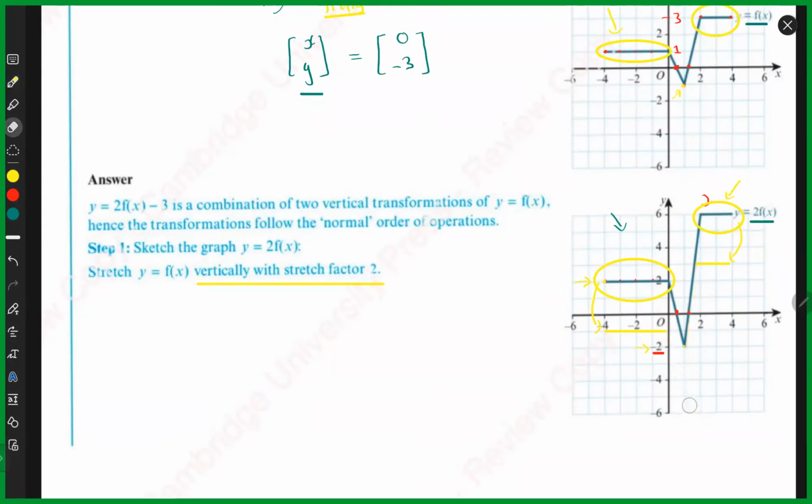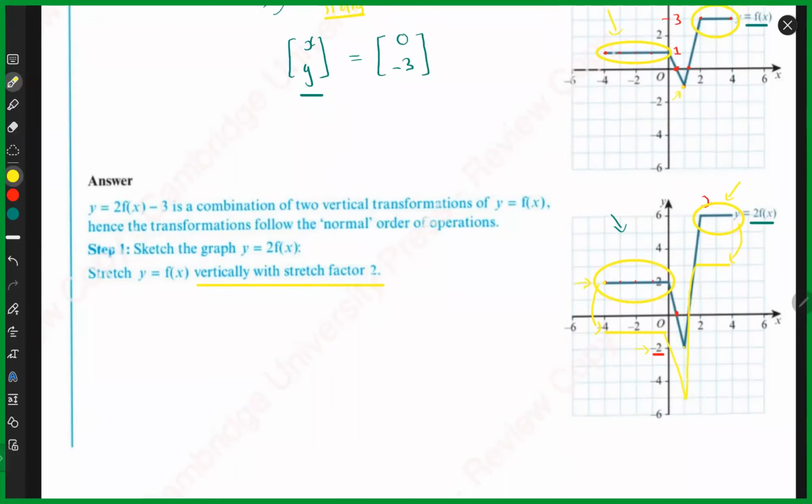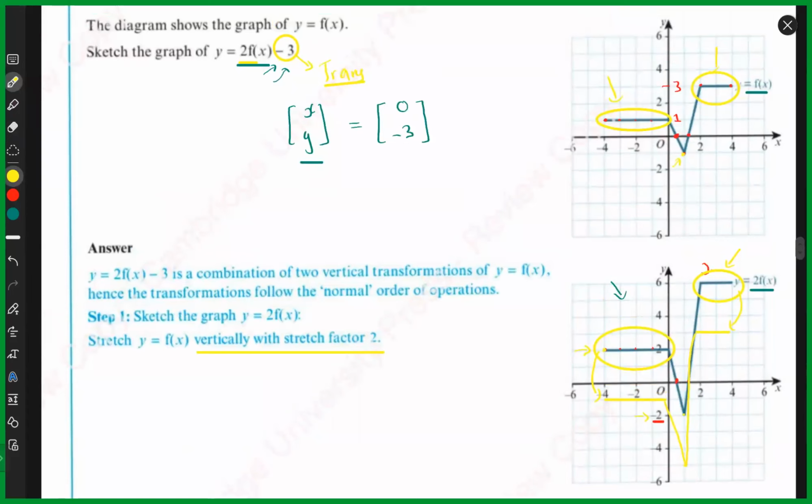From -2, this would go to this point right here. So it would be this, and it would be this one. Okay. This would basically be the graph after doing the translation as well.